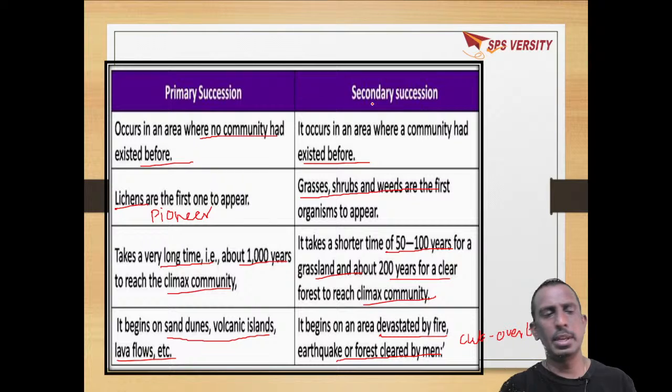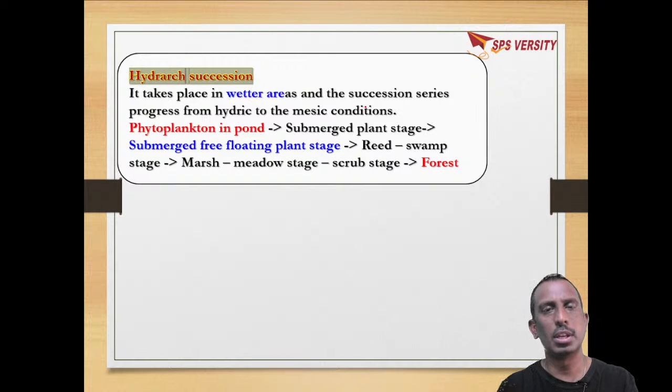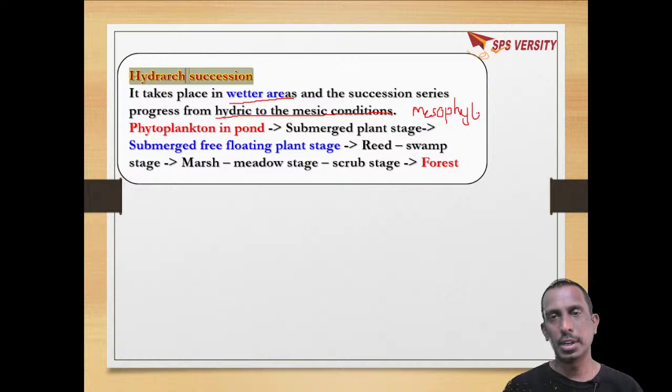Whether it is primary or secondary succession, there is a change of communities. From one community in a particular place, there is change of community from time to time. For example, hydrarch succession takes place in wetter areas, and the succession starts from hydric conditions and ends with mesophytic conditions. Mesophytic is also called mesic conditions.